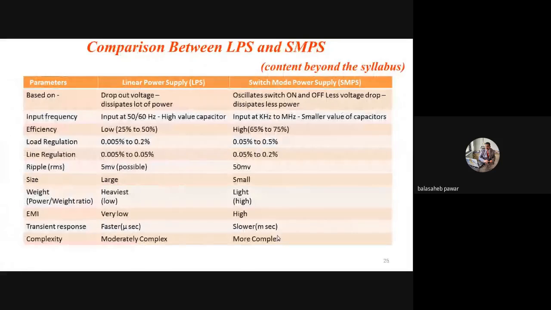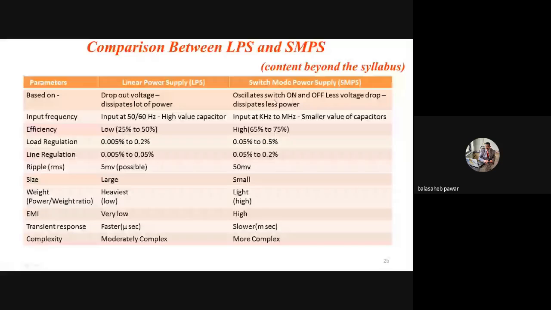Now we'll compare it with the LPS. The parameters are in the first column, the second is the linear power supply, and the last one is the SMPS. The first parameter is power dissipation. In the linear power supply, the dropout voltage dissipates lots of power. In SMPS, the switch oscillates on and off, so less voltage drop dissipates less power.